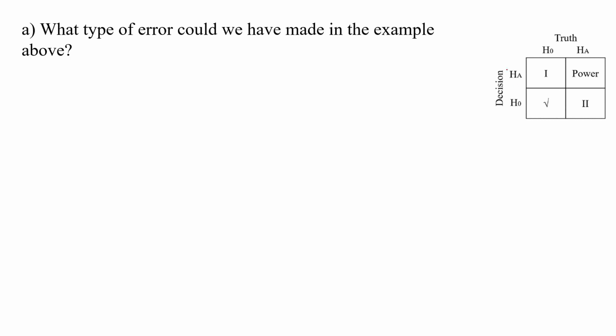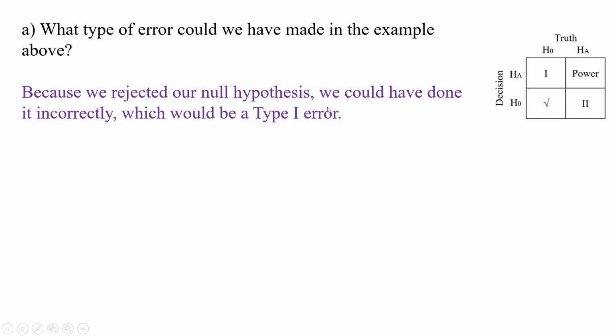What type of error could we have made? Well, we decided to reject our null, which means we went in favor of the alternative. Now, if we went in favor of the alternative, which error could we have made? Type 1, okay? That's why the table is nice. It draws your eyes. You can visualize what error you might have made. So what type of error could we have made? Because we rejected our null hypothesis, we could have done that incorrectly, and that would be a type 1 error if we were to do that.